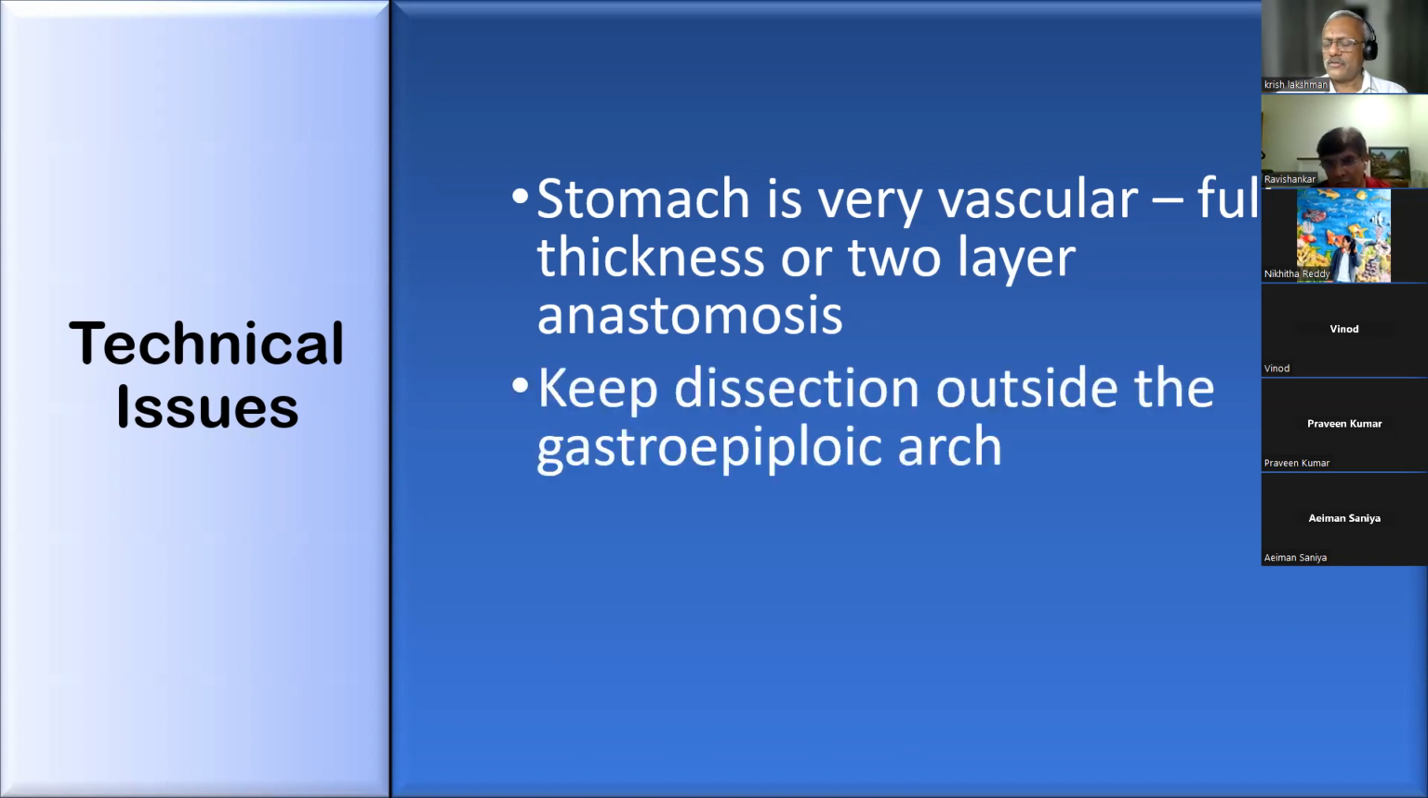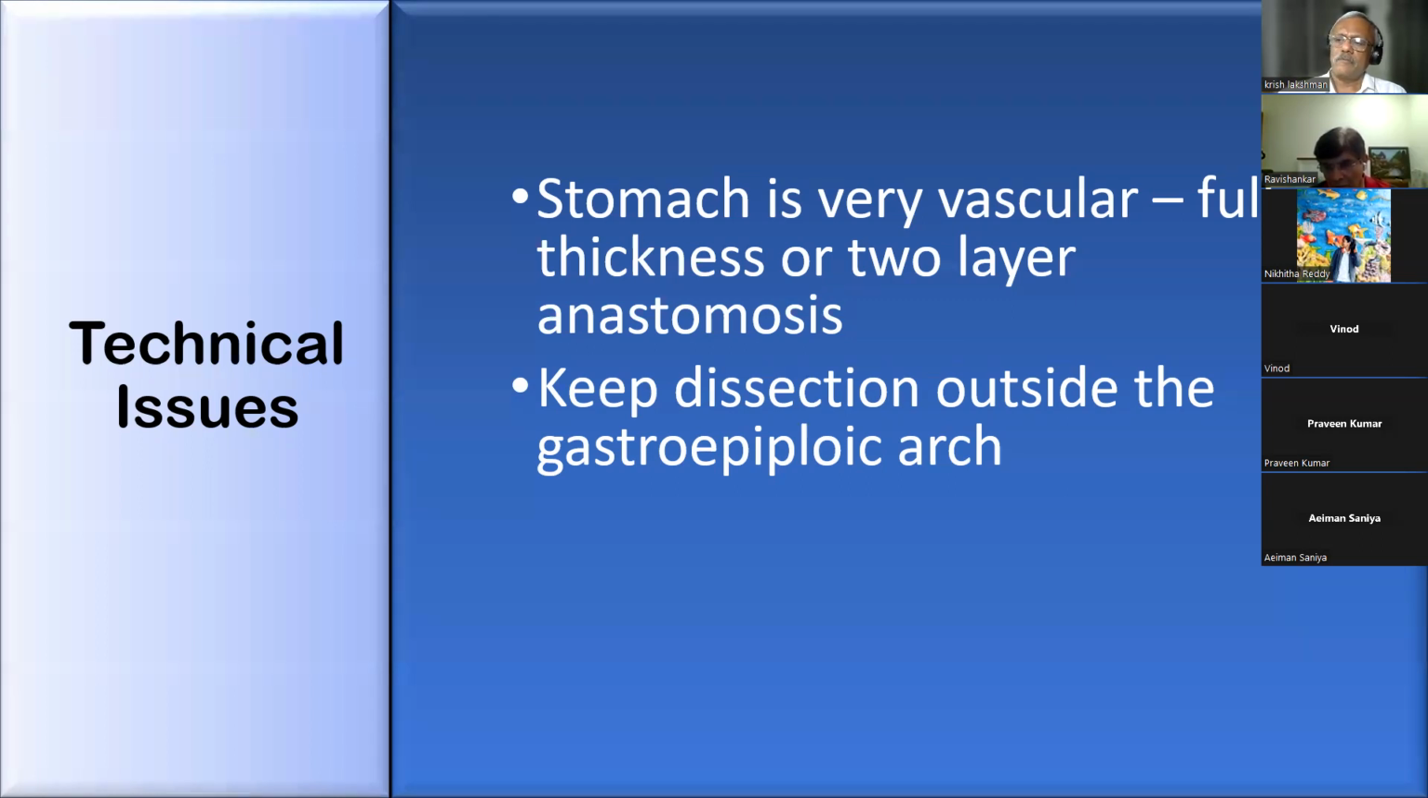Now, as I said, if you are taking the stomach out, whichever part it's coming out, you can take your sutures wherever you want. But if you're keeping the stomach part, for example, if you're doing a proximal gastrectomy, you have to keep the dissection outside the gastroepiploic arch, because in a proximal gastrectomy, you would have taken the short gastrics and the left gastroepiploic and, as I said, the left gastric.